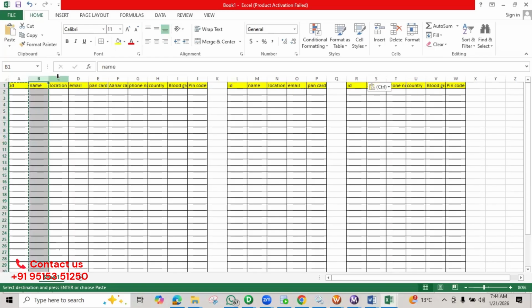Can location be considered as a very common column? No, they are also duplicates. Correct, because there are so many people who will be from the same location. Can email be considered?